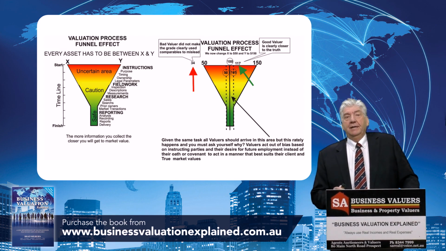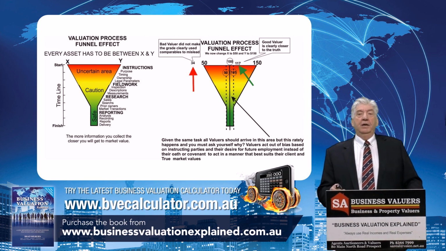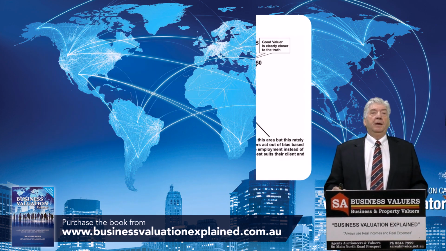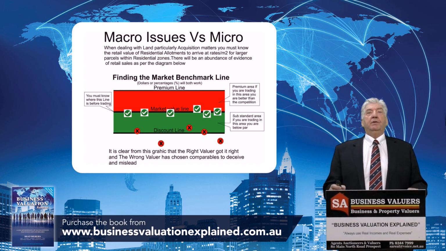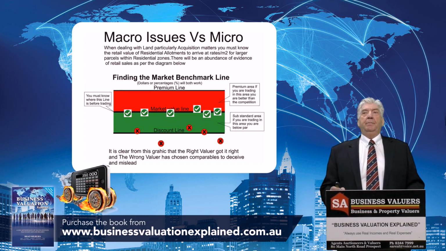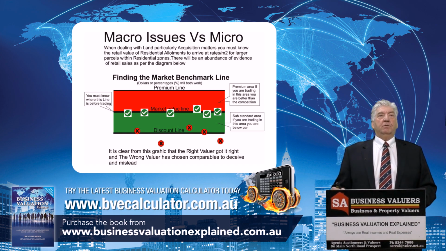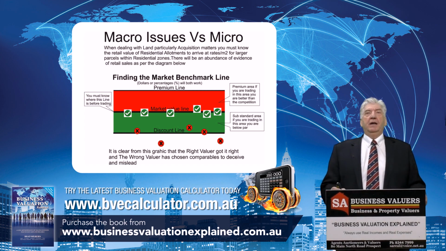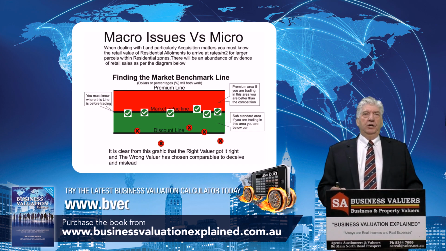Comparables should be in writing and within a 5% range, not a 10 to 50% range. Now that brings us to macro issues. Macro will always defeat micro. Therefore, if the retail value of the residential allotments within a proximity to the subject land is $350 a square metre, and a government values the acquisition land at $32 a square metre, there is a major issue.